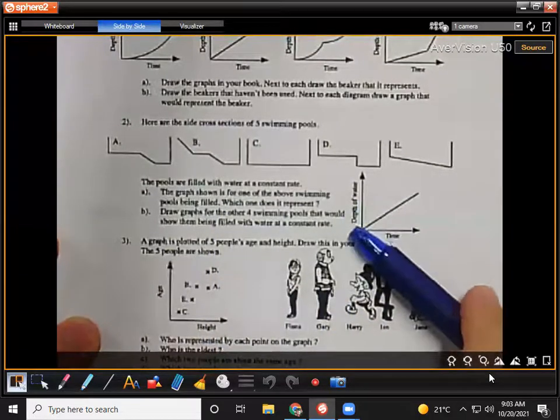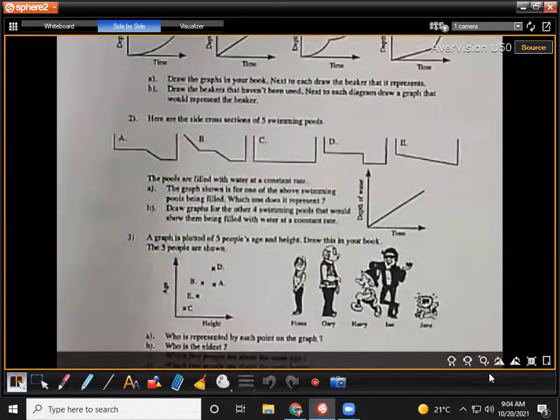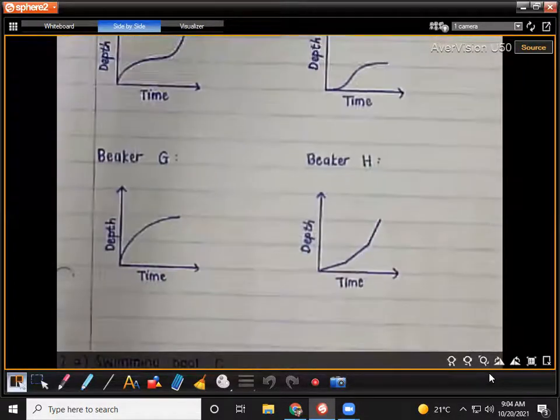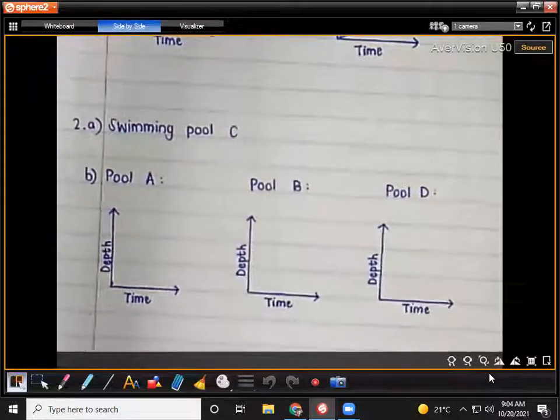So guys, this is a straight line. It's one with a constant increase. So which swimming pool do we think fits that one? Kitiwe? Swimming pool C, yes. All right, so to A, the answer there is swimming pool C.